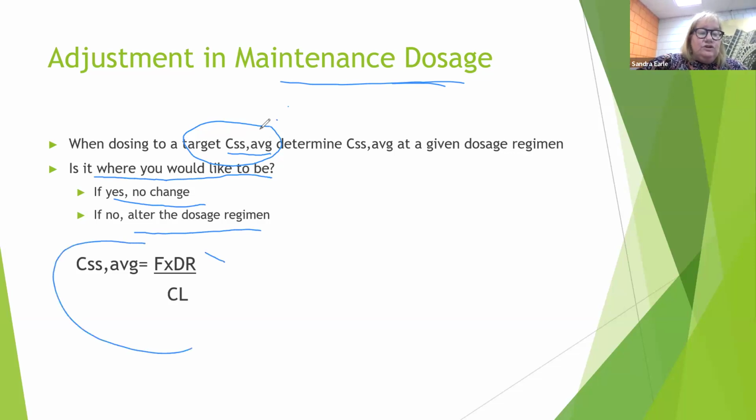And we're going to use our good old CSS average, drug in over drug out. If we're giving a salt form, we have to add that salt form in, don't we? So we're going to use our good old CSS average is equal to bioavailable dose rate over clearance.